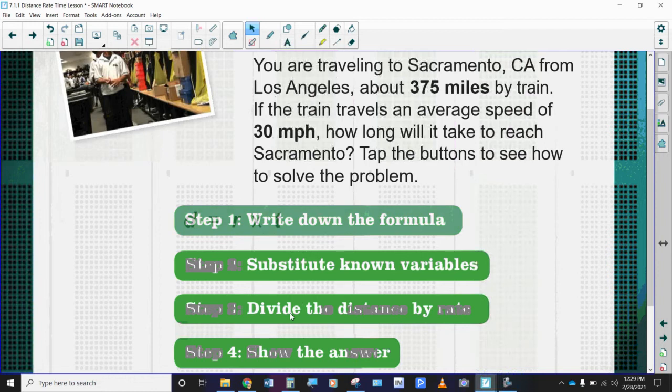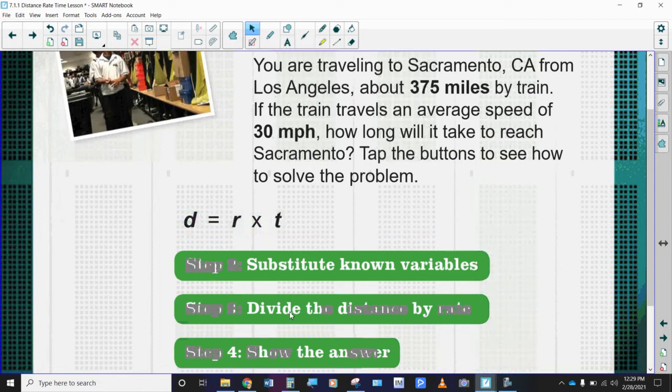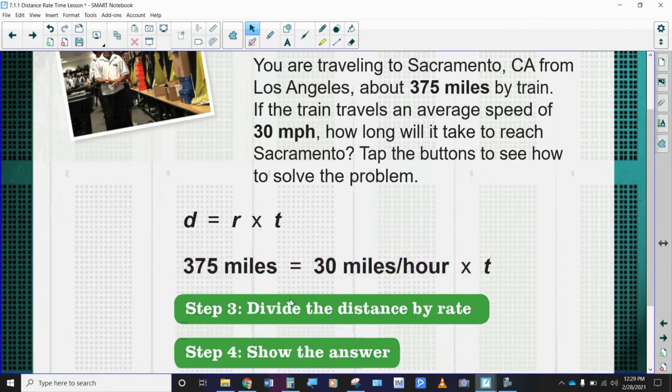First thing, write down your formula, D equals RT. Then substitute the known variables, plug those in. What they're not saying here is you should have defined it. You should have said D is equal to 375, R is equal to 30, and T is the variable we're trying to find. So we're sort of skipping that a little bit, but that's okay. I'm a slave to this lesson that I found, and we're just going to go with it. And we work through the process.